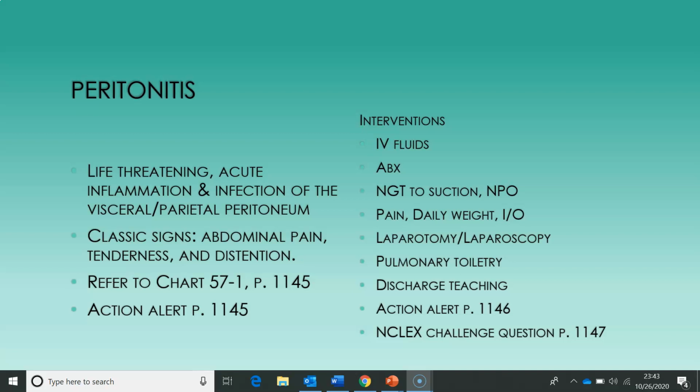These hospitalizations can be very long, and because of the long hospitalizations, especially if they've had a really bad infection with their peritonitis, they may need rehab. You want to make sure that you're teaching both the patient and their loved ones signs of infection, signs of ileus, and signs of wound dehiscence.